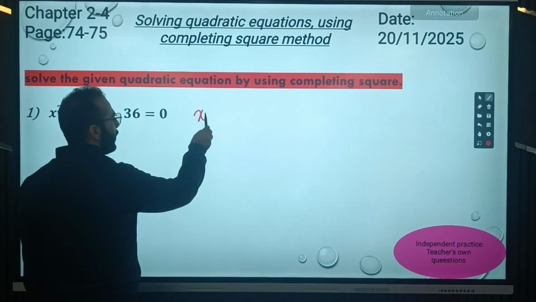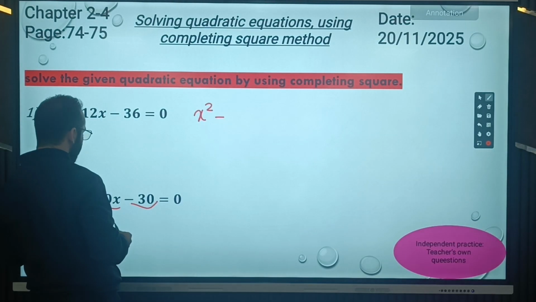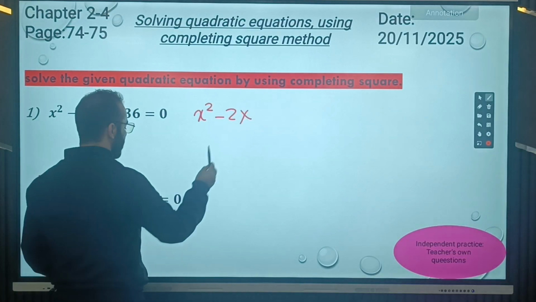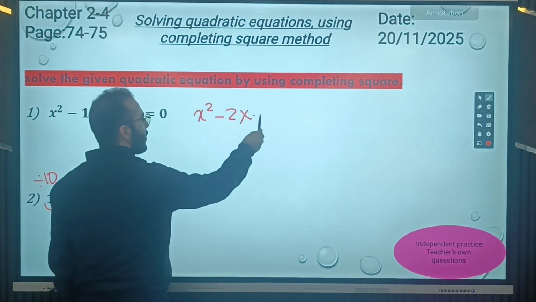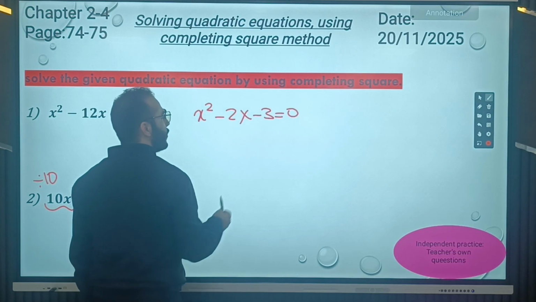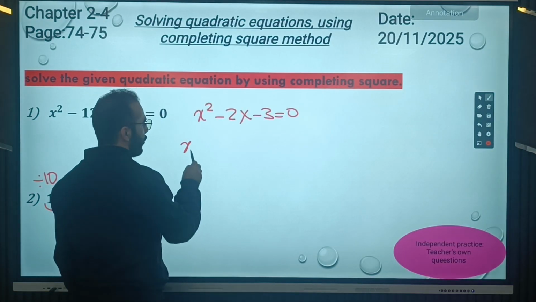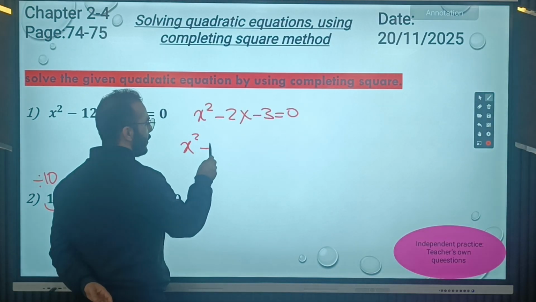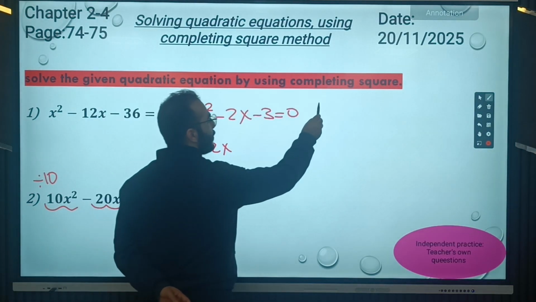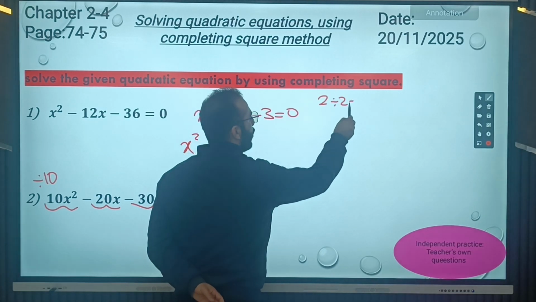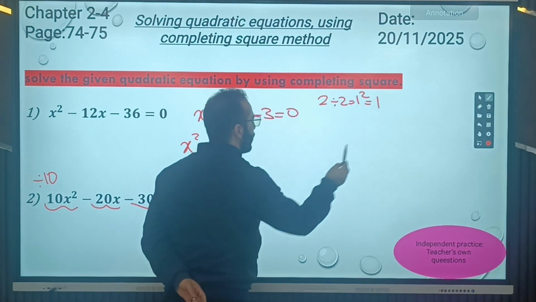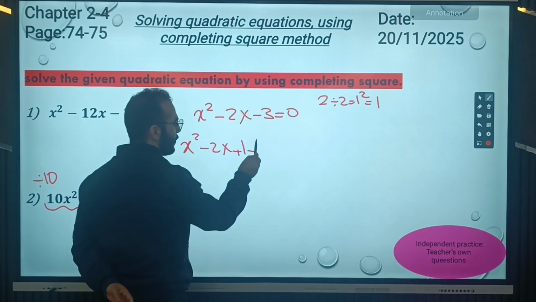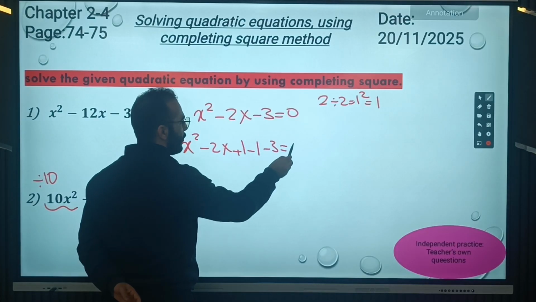x squared minus 20 divided by 10, 2x. 30 divided by 10, 3. Equals 0. Right now, let's just complete the square. x squared minus 2x. 2 divided by 2, 1. 1 squared is 1. So add 1, subtract 1, minus 3 equals 0.